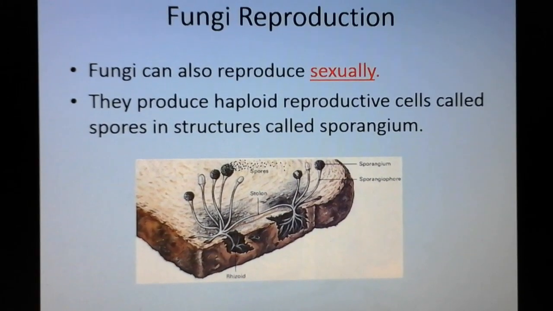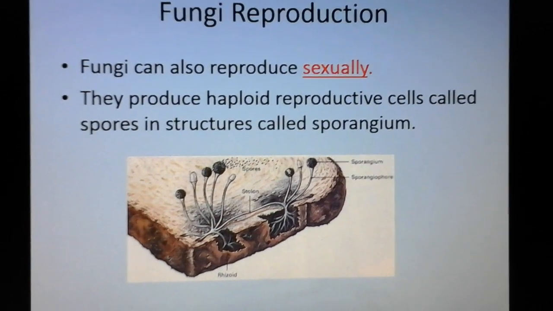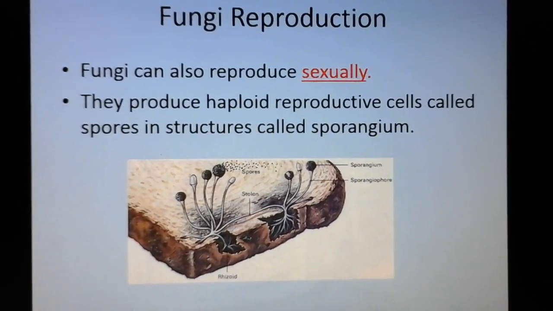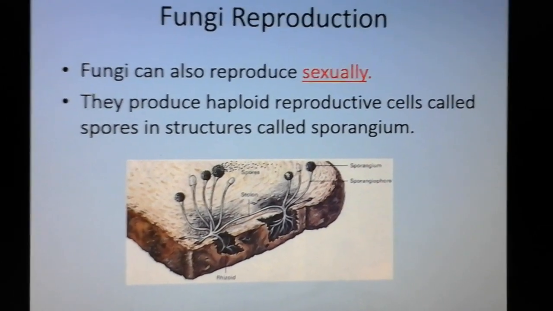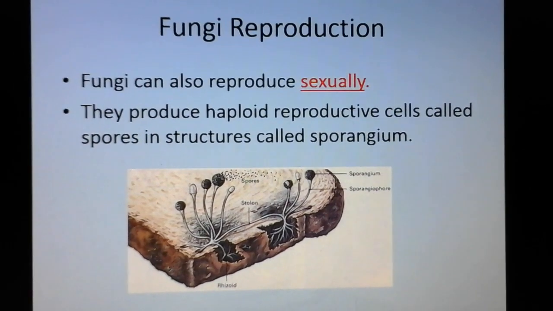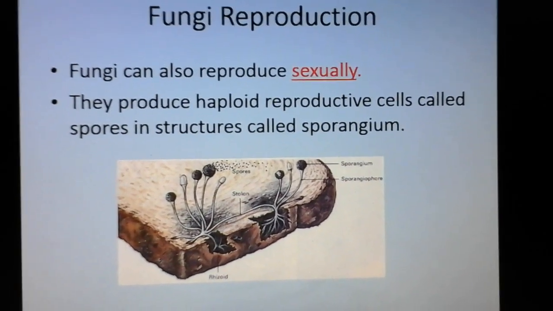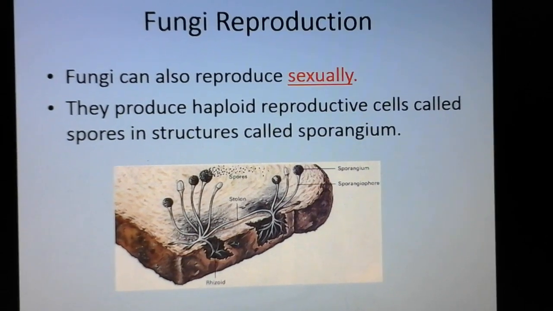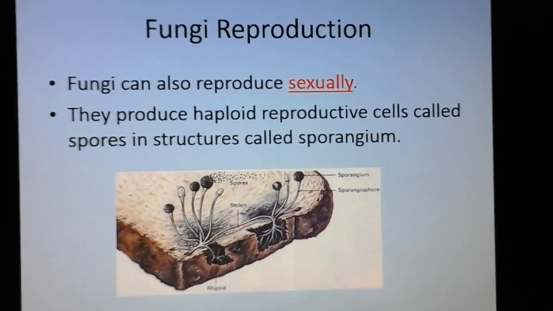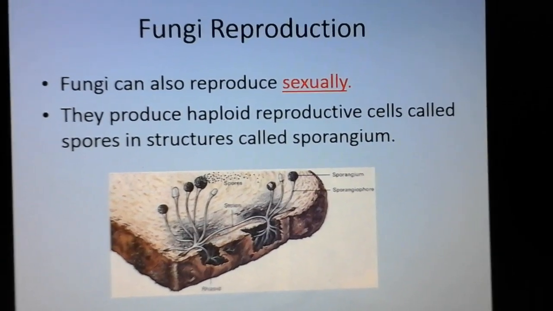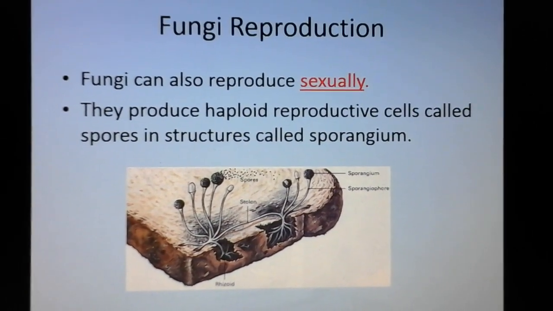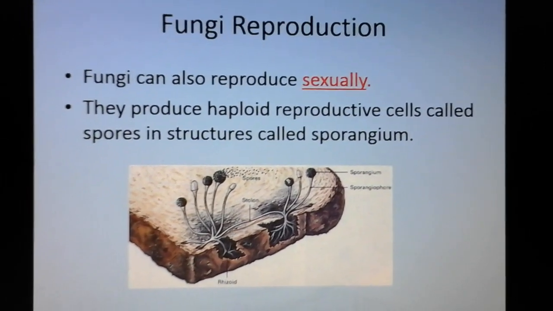Fungi are going to be classified based on how they sexually reproduce. They produce haploid reproductive cells called spores in structures called sporangium. So depending on the shape of the spore, that's how we take all the different fungi and divide them up in groups. Algae get divided up based on their color. These creatures called protozoans get divided up based on how they move. While fungi get divided up based on what their spores look like and how they make the spores, which they use to reproduce with.